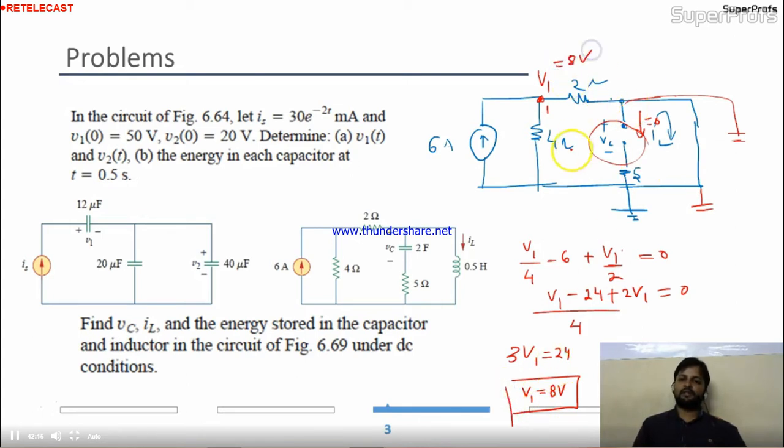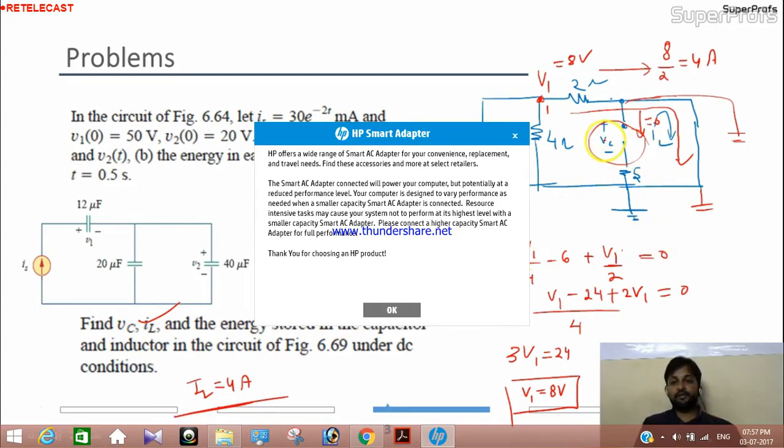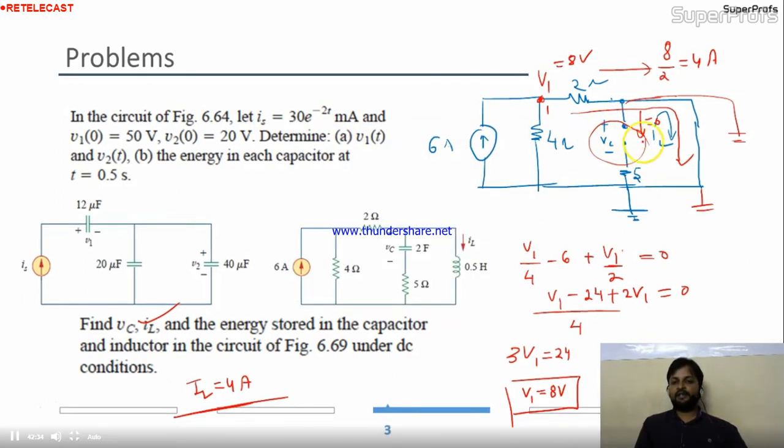This is the 8 volt. Now if this is 8 volt, you can get the current on this side. The current in this is 8 by 2, which means 4 ampere. This 4 ampere current is coming to this side, so you calculated the IL. IL is nothing but the 4 ampere. Is it okay to you? Now come to the VL. This is the VL over here. Can you find it out? Yes, you can find it out.